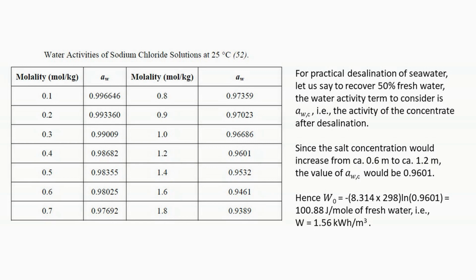You can show that the work required would be 100.88 joule per mole of fresh water, from which we can calculate the per cubic meter requirement to be 1.56 kilowatt hour. This is a lot higher than what we calculated in the previous case for infinitesimally small recovery.